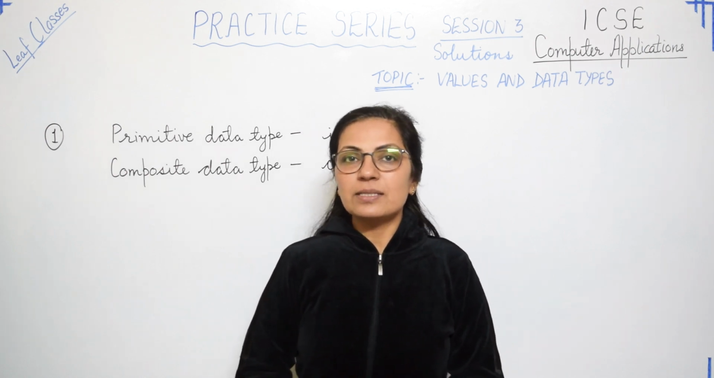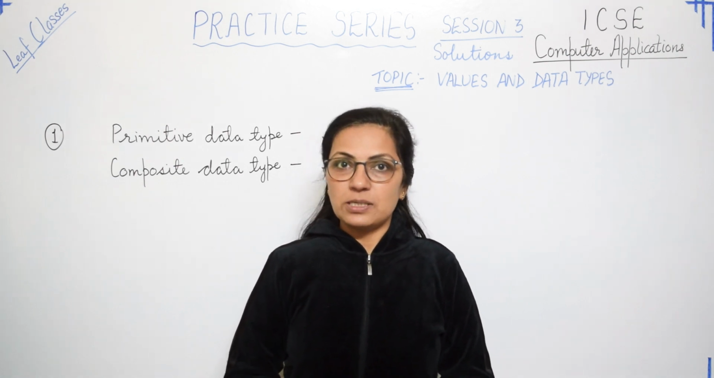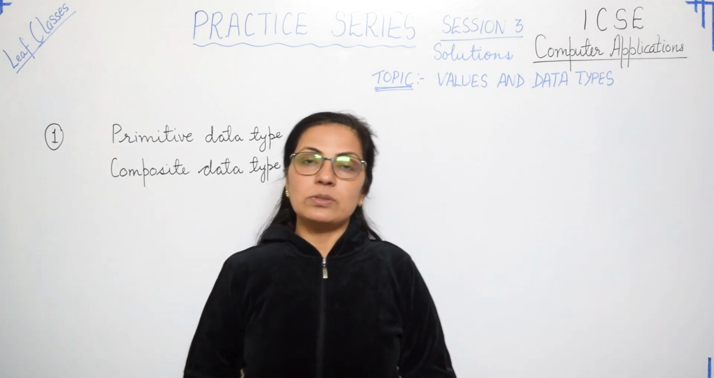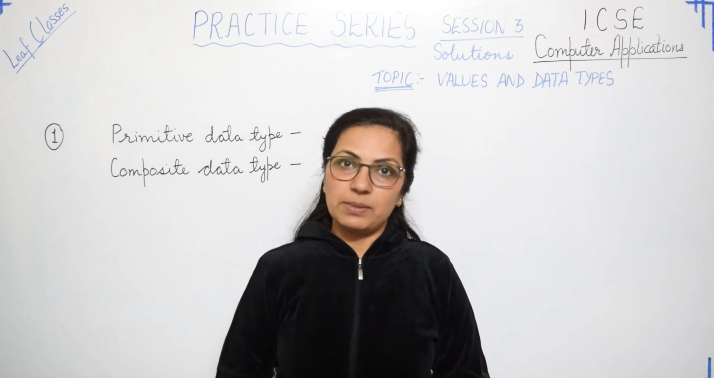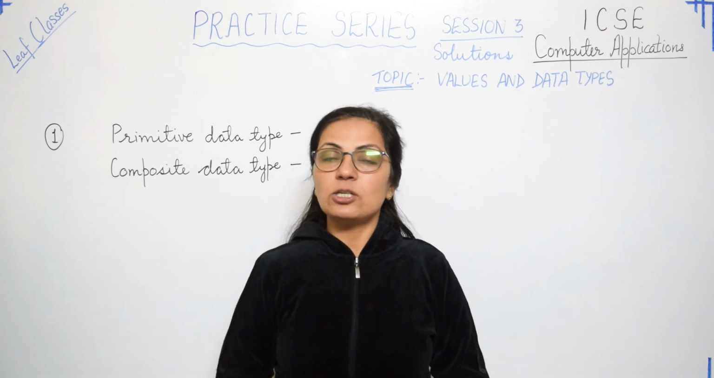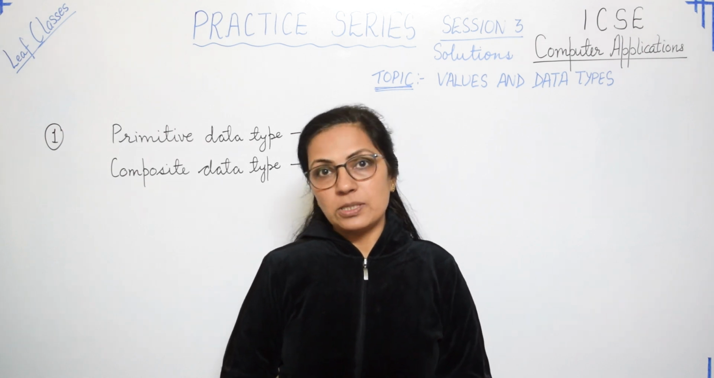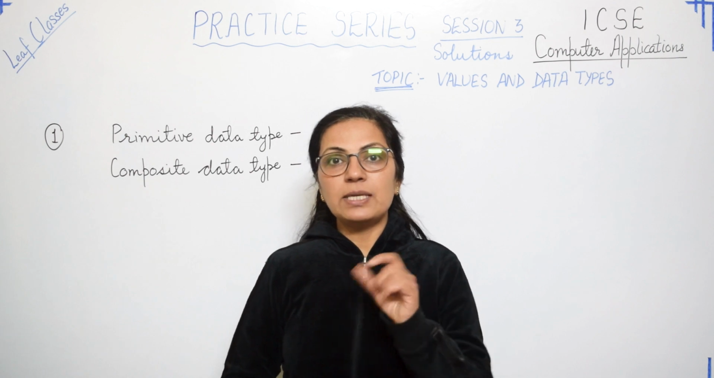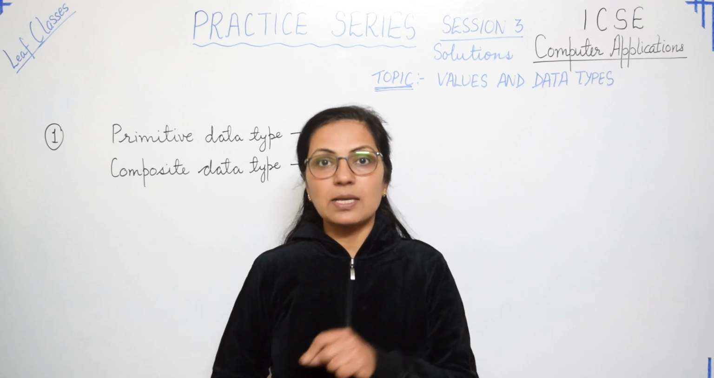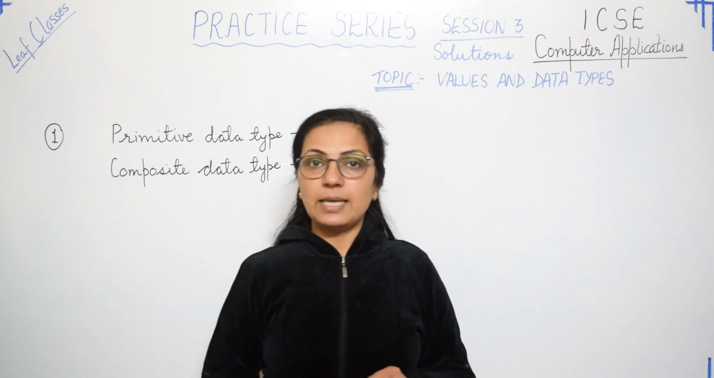The first question is, give one example each of primitive data type and composite data type. Children, all of you know there are two types of data types we use in Java, primitive and non-primitive data type. Primitive data type is also known as basic data type, and non-primitive data type is also known as derived data type or composite data type. So you have to take care of these names. If the basic data types are asked, that means primitive or basic are same thing. If non-primitive is asked, that means non-primitive, derived or composite, anything can be asked.